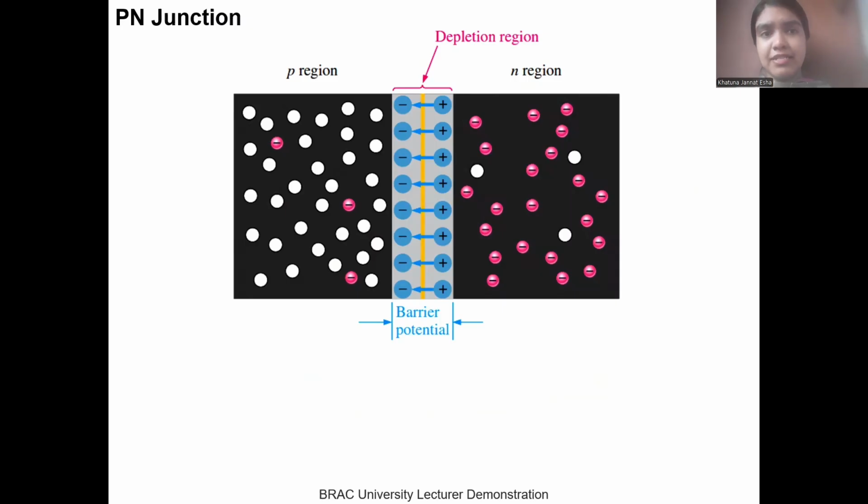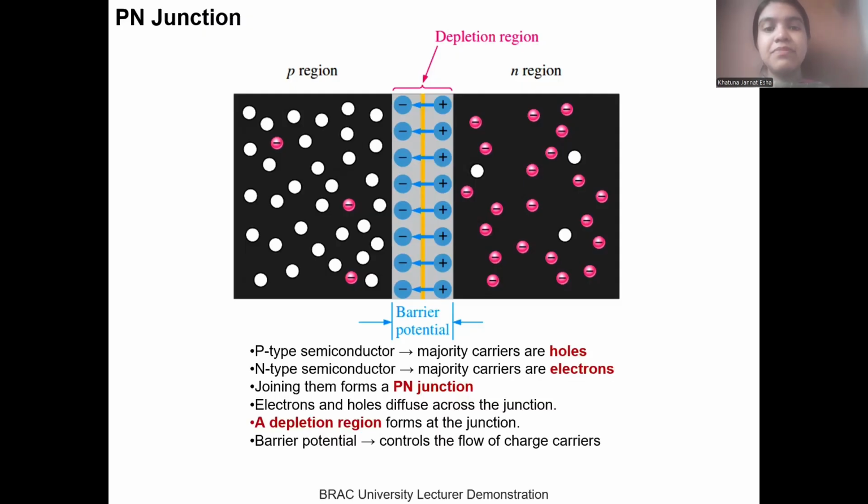A PN junction diode is formed with a p-type semiconductor and an n-type semiconductor. In a p-type semiconductor, the majority carriers are holes, and in an n-type semiconductor, the majority carriers are electrons. If we join a p-type and an n-type semiconductor, the holes from the p-type move towards the n-type, and the electrons from the n-type move towards the p-type. This way, in the transition region, a region named the depletion region gets formed.